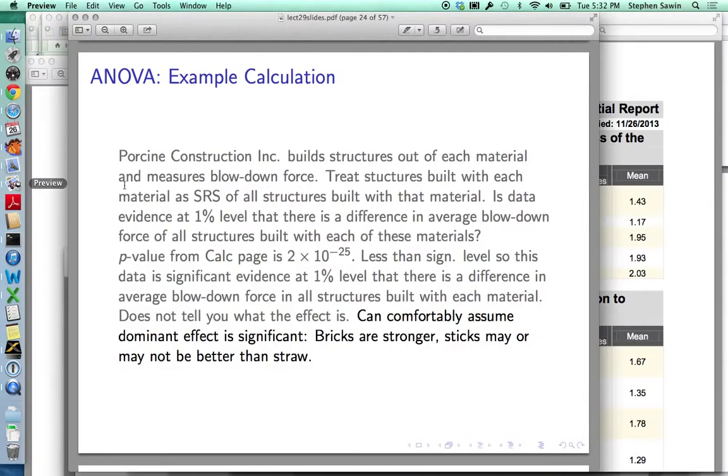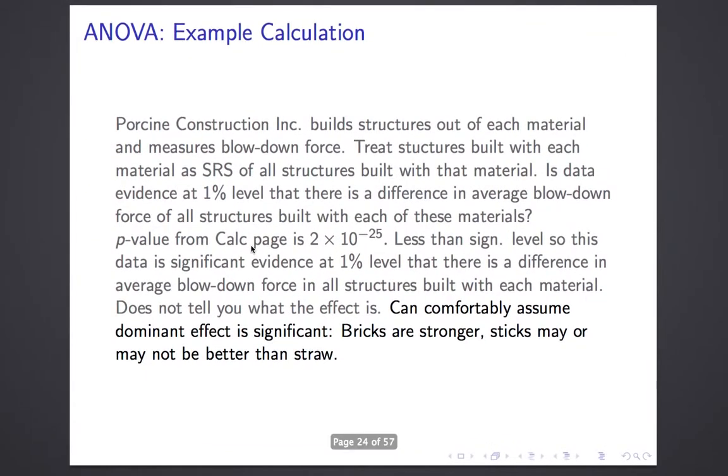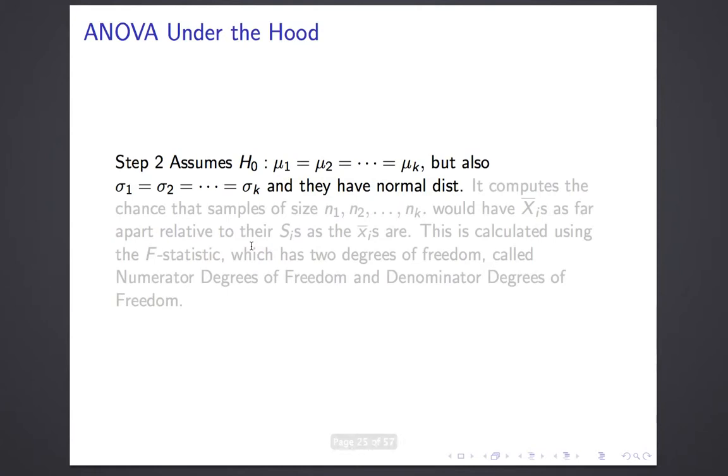Okay, returning. What's going on under the hood? So remember, step 2 in the hypothesis testing is to assume the null hypothesis and describe a sampling distribution of some statistics. So we're assuming all the means are equal, but in fact, to get a sampling distribution, we also have to assume all the populations' standard deviations are equal, and we have to assume that they all have a normal distribution.